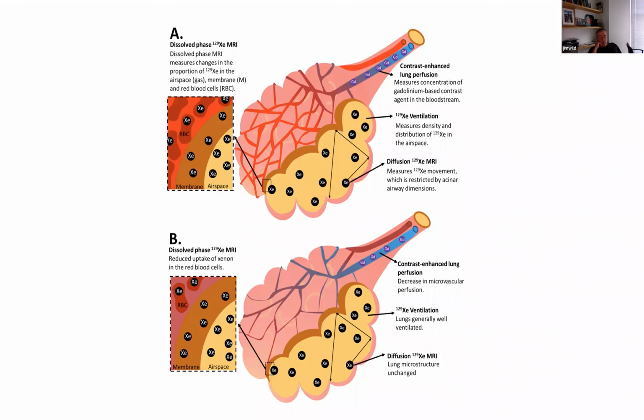This cartoon that Laura Saunders put together is a nice diagram summarising what we think is going on. Essentially, we think that we've got reduced red blood cell uptake of the xenon due to the fact that there's less red blood cells getting into the capillaries. We don't think we've got membrane abnormality, or much of it. We don't think we've got any ventilation abnormality or any change in the airway microstructure. What we've got is a reduction in the capillary perfusion on the other side of the membrane.